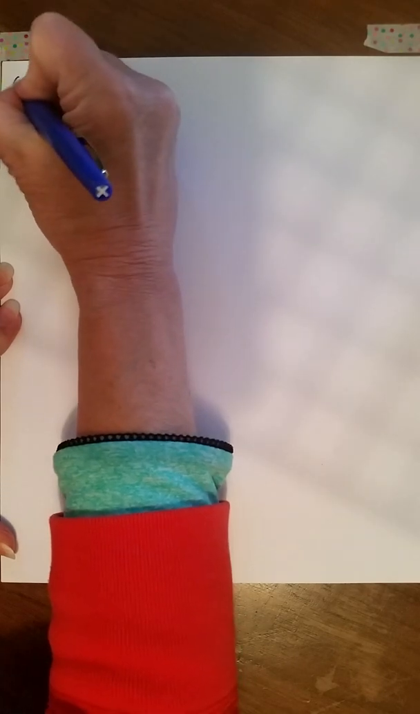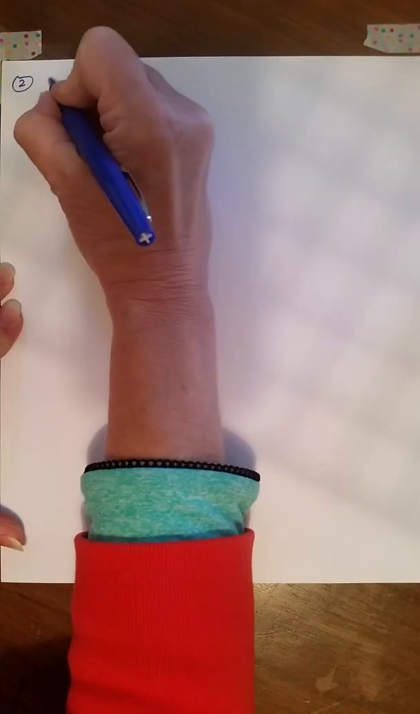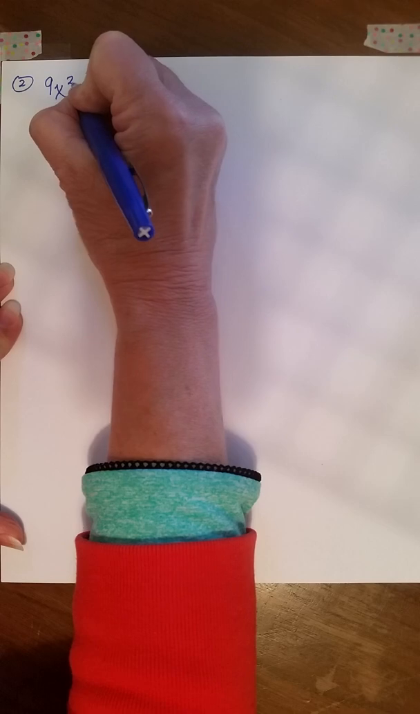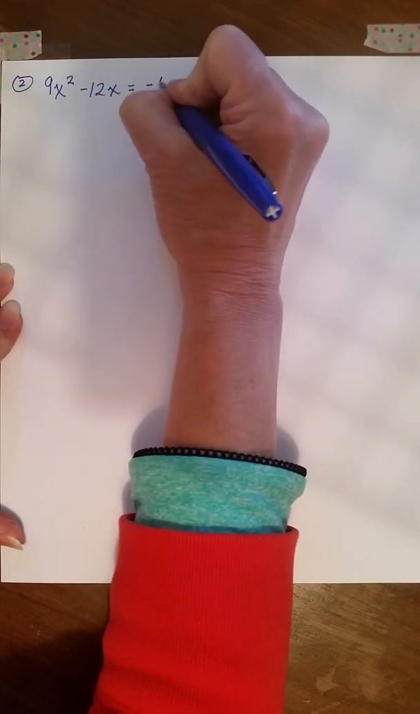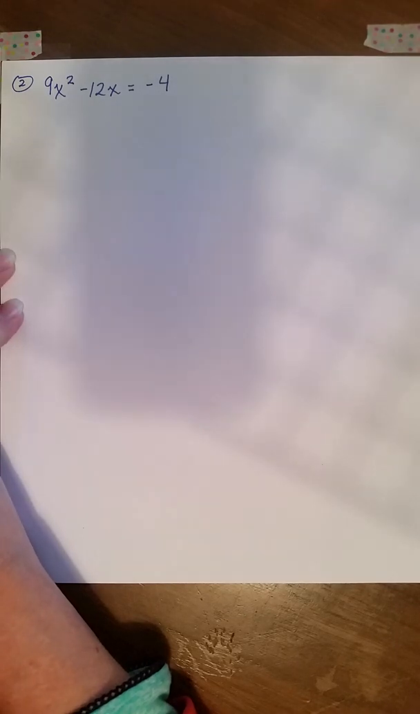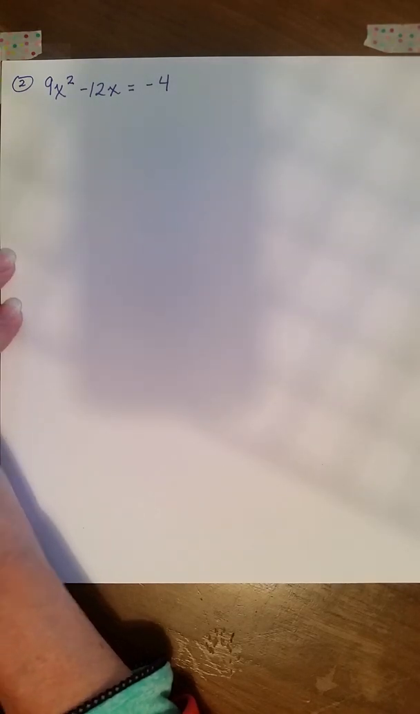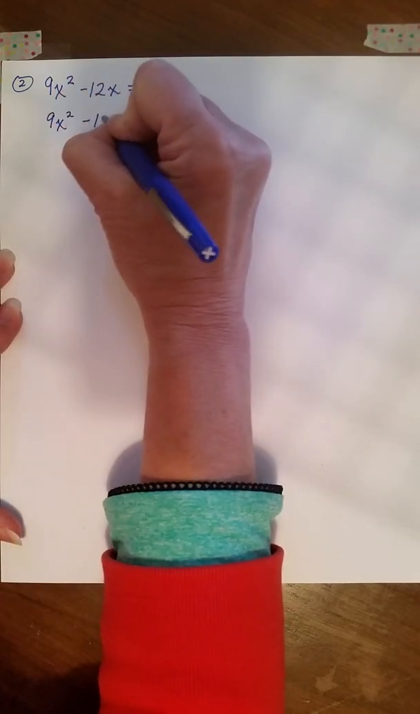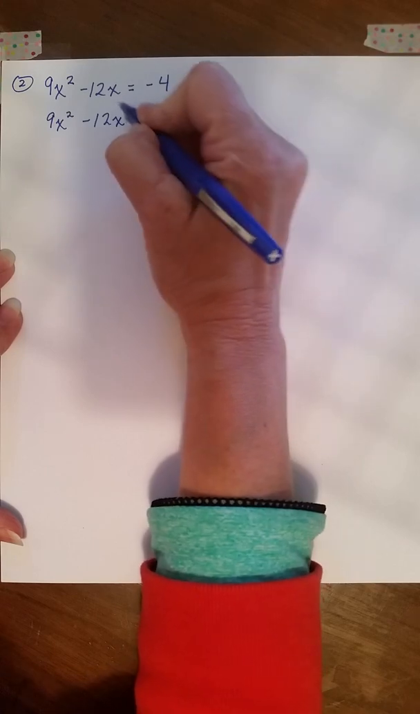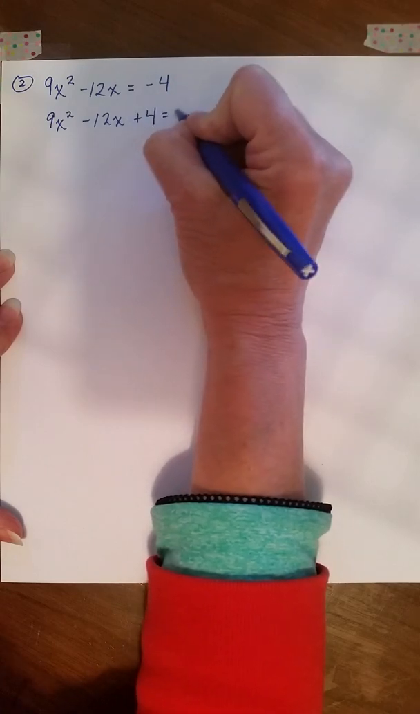Okay, number 2. 9x squared minus 12x equals negative 4. Well, the first thing I have to do is put it in standard form, so I need to get it equal to 0. So of course it's going to be 9x squared minus 12x. If I add 4 to both sides, that'll be plus 4 equals 0.